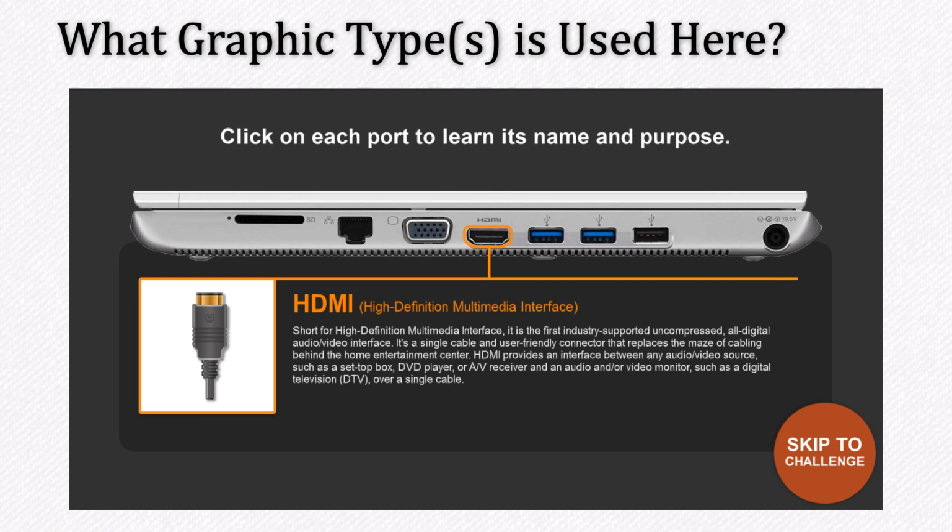Also, while I have this screenshot up, I want to point out the excellent use of signaling in this example. By signaling, I mean the orange outline surrounding the HDMI port, which signals to the learner that this port is used for a cable that looks like the one shown on the left. This is an example of a design decision that promotes generative processing.